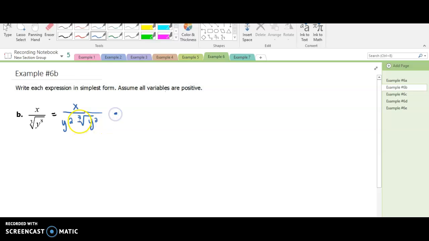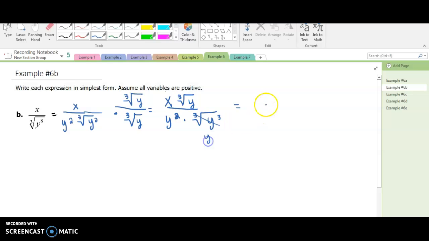So like we did before, the easiest way to get this out, if this is cubed root, let's make this y to the 3rd power. Okay, so in order to do that, we want to multiply it by the cubed root of y. But if we do that to the bottom, we have to do that to the top as well. Okay, so the top would get x times cubed root of y over y squared times cubed root of, well, y squared times y, which is y to the 3rd. Okay, well, cubed root of y to the 3rd, guys, that's just y.